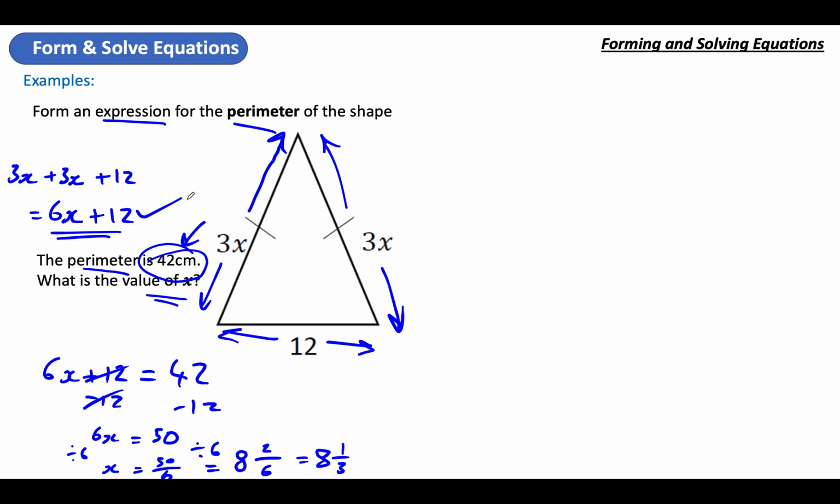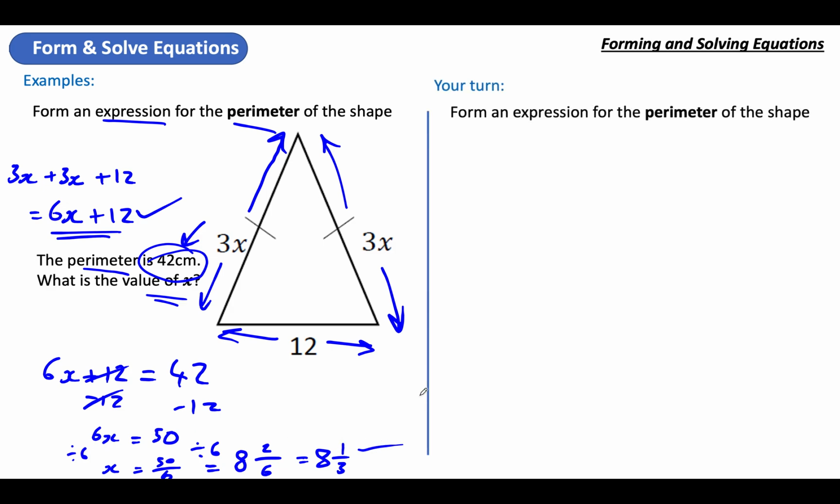The important thing here is to make an expression for the perimeter, make an equation where it equals the new piece of information, and solve that. Usually it will give you a nice easy number, a nice round number. In this case, it didn't, but never mind.